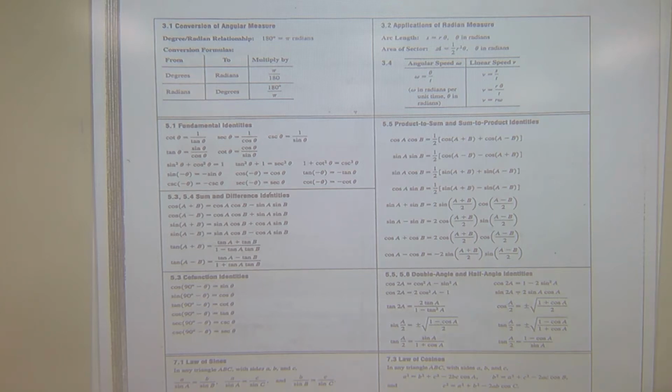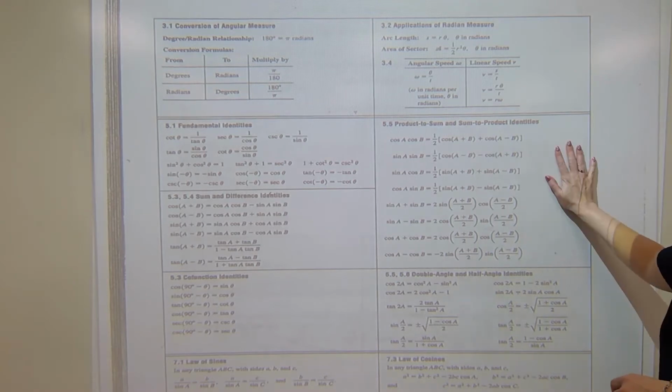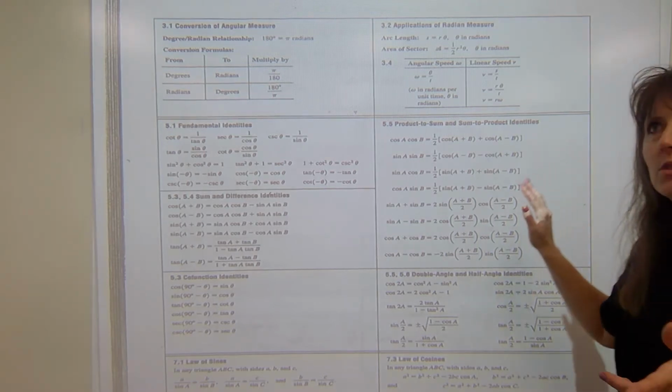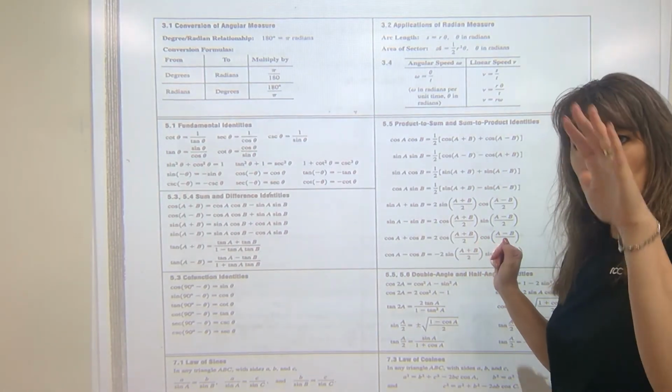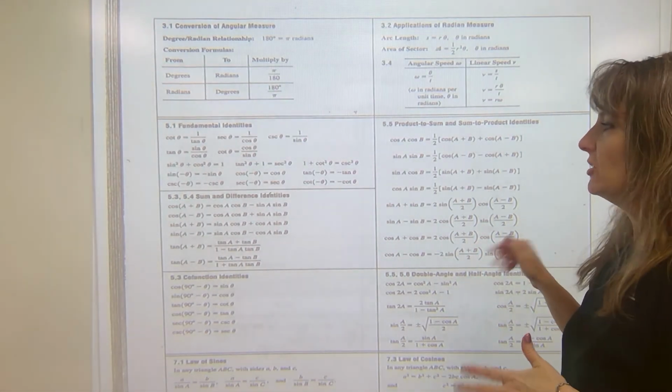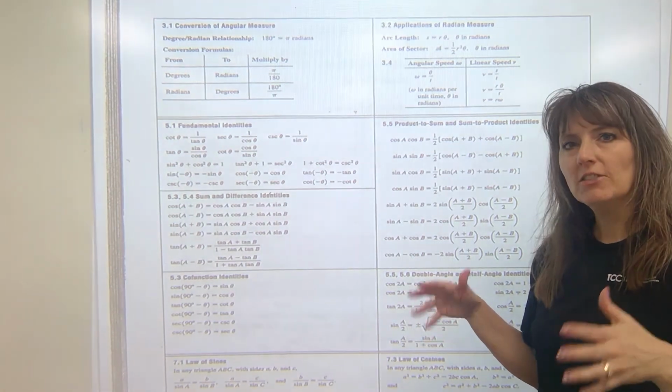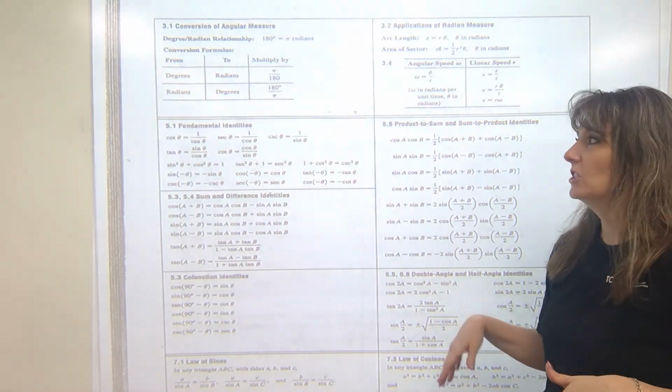Okay guys, here we go, starting chapter 5. This is the identity sheet that you will find under lessons in your Trig on Blackboard. Make sure that you print one of these off and have it with you while you're doing your homework. You're really going to appreciate that later.